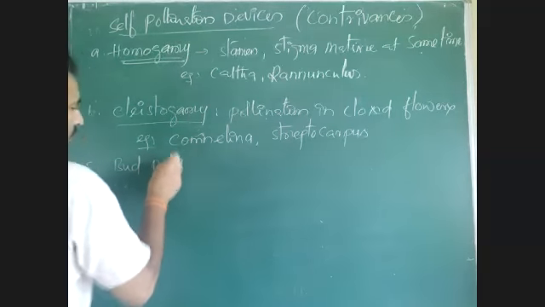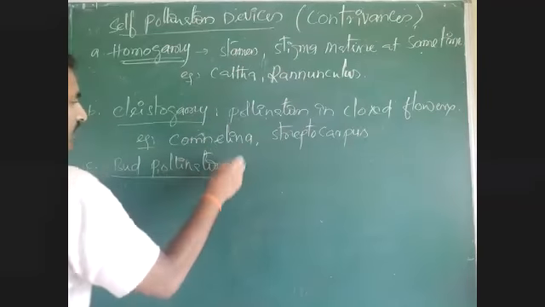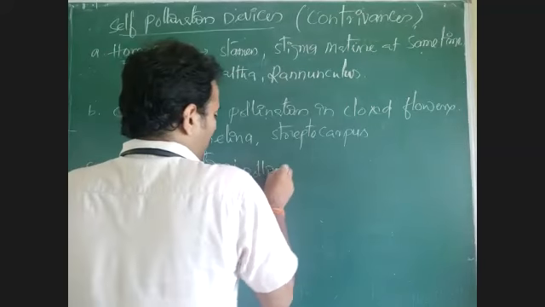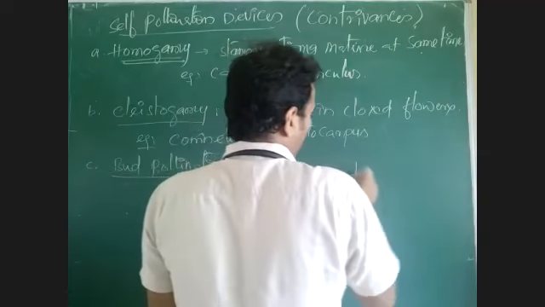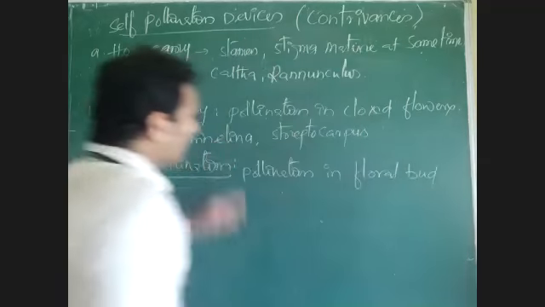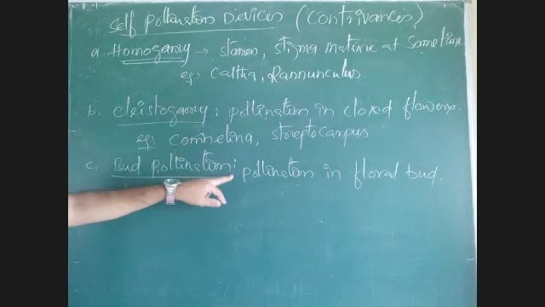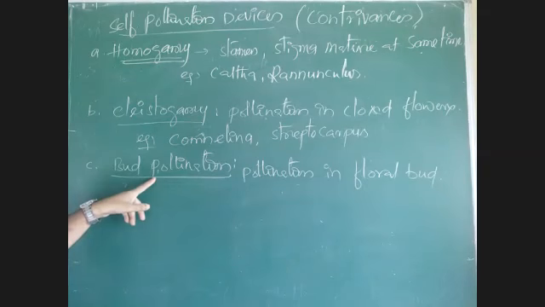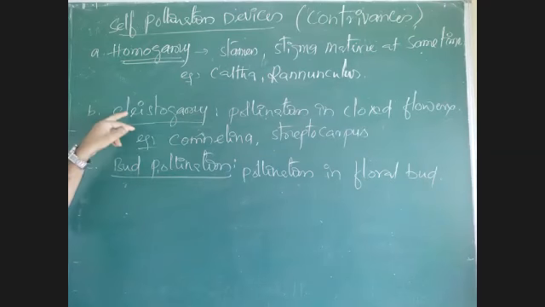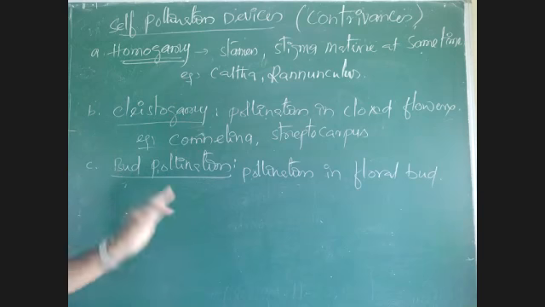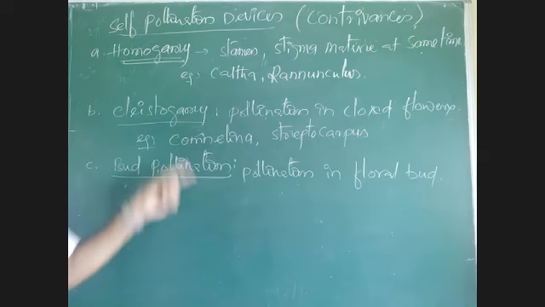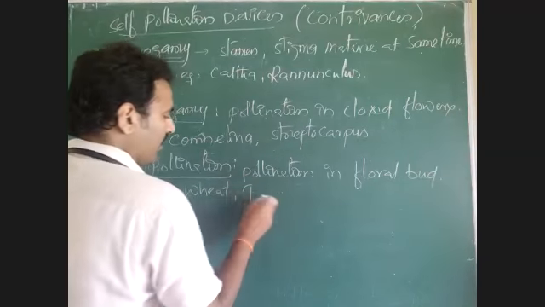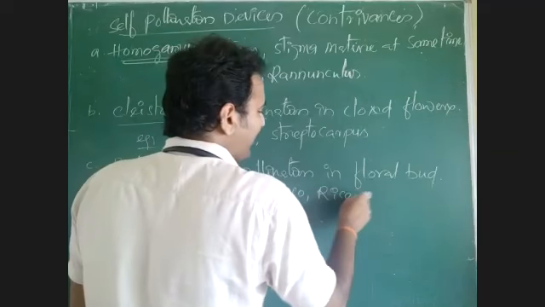Then, bud pollination. Bud pollination is another type where pollination takes place in the floral bud. This is also a closed flower, floral bud only. But what is the difference between cleistogamous and bud pollination? Cleistogamous flowers never open. Even when the flower is matured, the flower will not open. This bud pollination is observed in some plants like wheat, tobacco, paddy, etc.